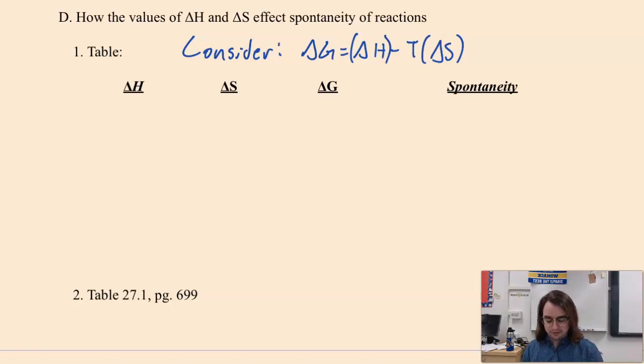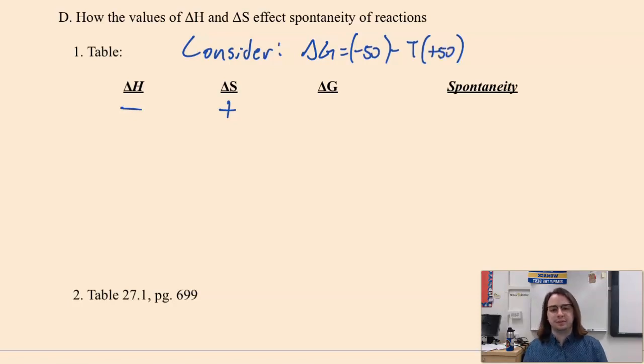Let's start with the things that the universe likes the most. We've learned in the past that the universe prefers exothermic reactions, right? We like energy being released. And the universe also prefers to trend towards disorder, which means that we have a positive S. So what is delta G going to look like in this situation? Let's say that we have a negative 50 here and a positive 50 here.